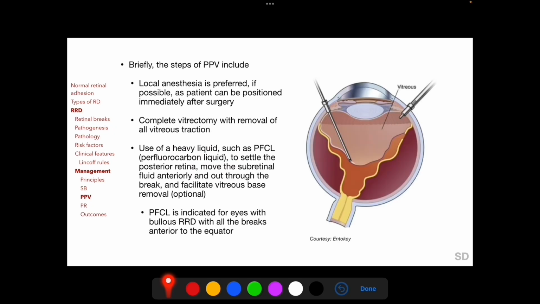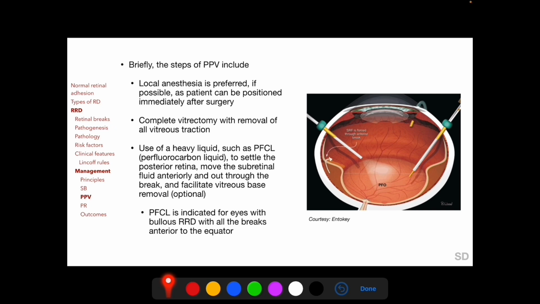For PPV, local anesthesia is preferred if possible, as the patient can be positioned immediately after surgery following local anesthesia. Initially, complete vitrectomy is done with removal of all vitreous traction, following which a heavy liquid can be injected into the vitreous cavity to settle the posterior retina, move the subretinal fluid anteriorly and out through the retinal break into the vitreous cavity, and facilitate vitreous base dissection. PFCL is indicated for eyes with bullous RRD with all the breaks anterior to the equator.